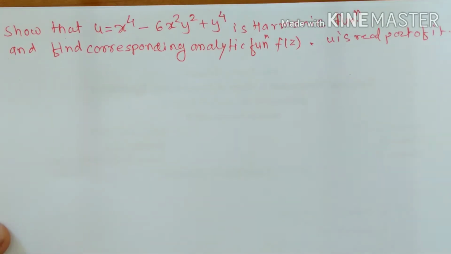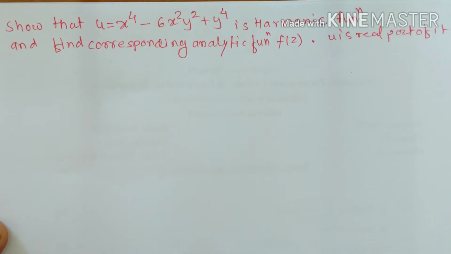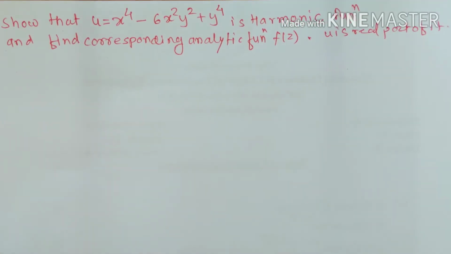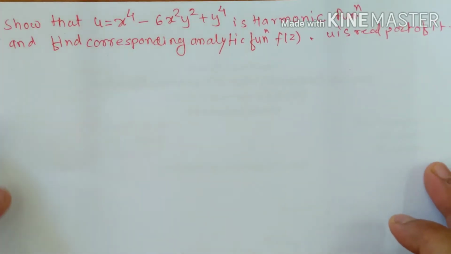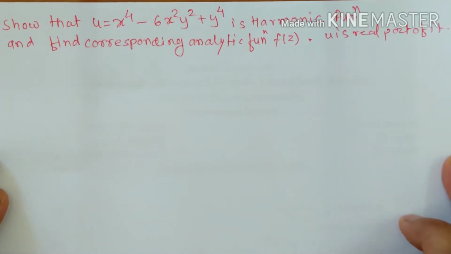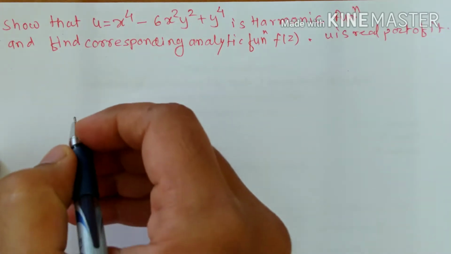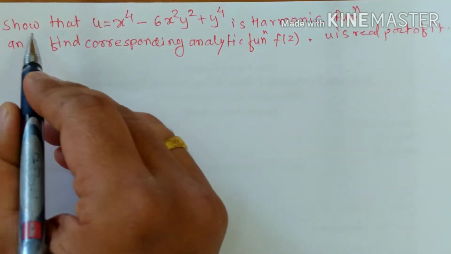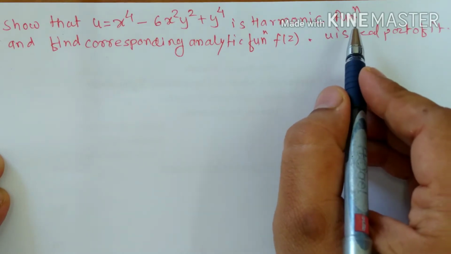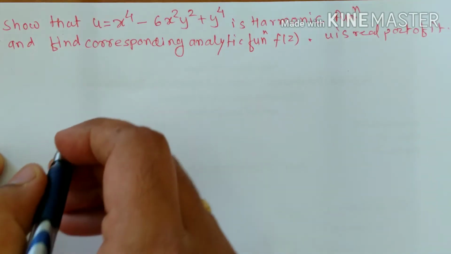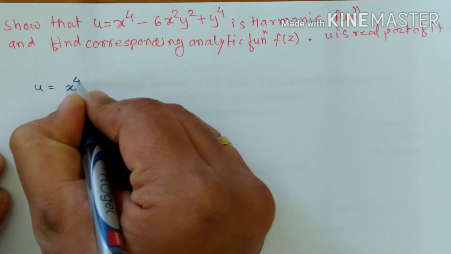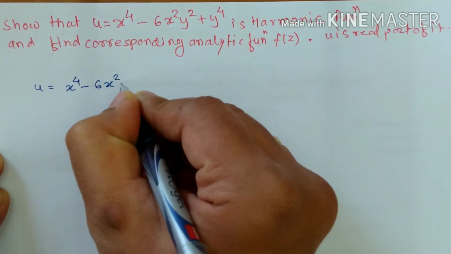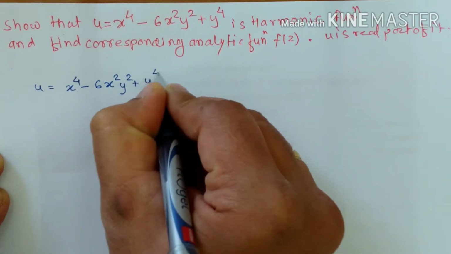Now, there are various methods by which you can get the corresponding analytic function. But in our syllabus, we are going to study the Milne-Thomson method of calculating the corresponding analytic function. So first, our job is to show that the function is harmonic, and then we go for the calculation of the analytic function. So u is equal to x raised to 4 minus 6x square y square plus y raised to 4.